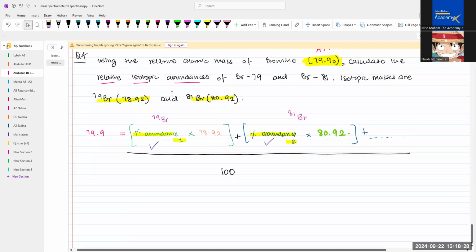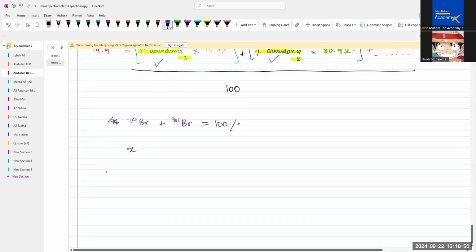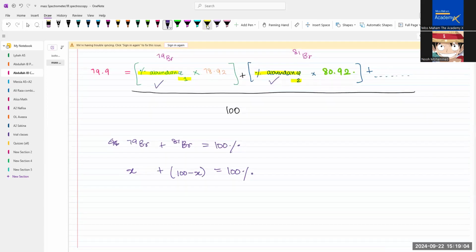Now we know, whatever the percentage abundance is, Br 79's percentage abundance plus Br 81's percentage abundance is going to give us a total of 100%, right? So if I consider Br 79's percentage abundance to be X, 81's percentage abundance can be 100 minus X. And both of these should still give me 100%, right? So I can use just one unknown variable in my whole question to solve this.